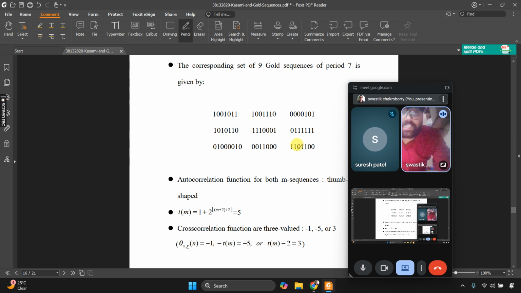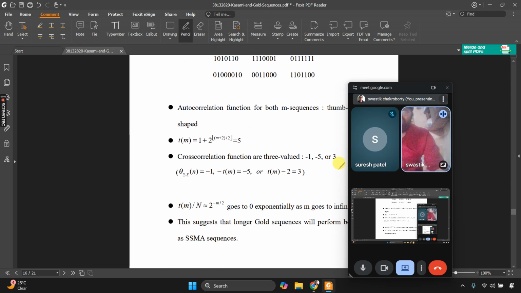The cross correlation between any two members of this gold set will be less than that constant, that floor. So the cross correlation will be 1, minus 1, minus 5 or 3. So it will maximum go to 5. The magnitude of cross correlation will maximum go to 5. Not more than that.